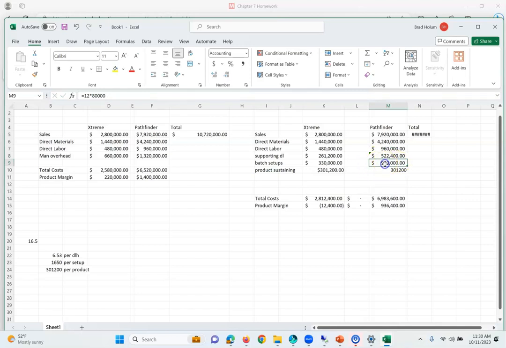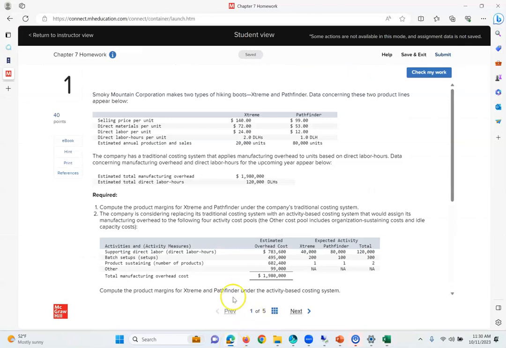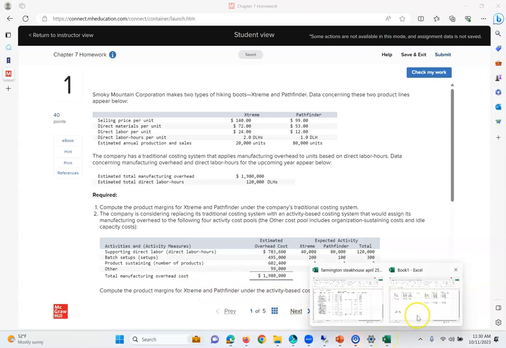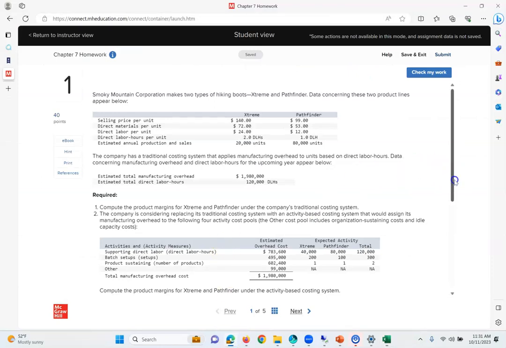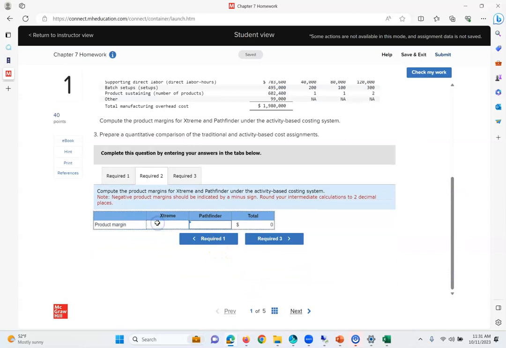And batch setups were 1650, and how many batch setups did we have? One batch setup, so that's going to be 100. So batch setups 100 times 1650, 165,000. Okay, so do you see what it shows us here? The margin here is minus 12,400. This would be minus 12,400. And yet the Pathfinder was 1,731,400. Does that make sense? Moving on.